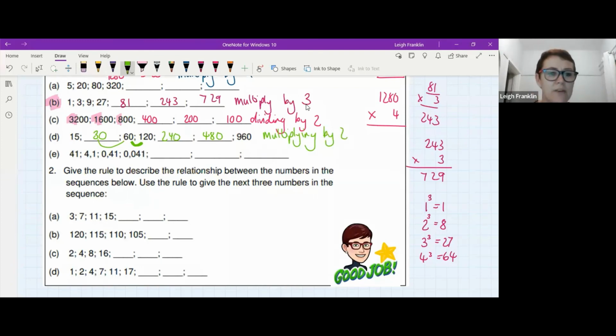All right, now let's have a look at E. We've got 41, 4,1, 0,41, 0,041. Are our numbers getting bigger or getting smaller? Yes, Tyler, quite right. Tyler says we are dividing by 10. Good, Tyler, we are dividing by 10. So what's the next number going to be?